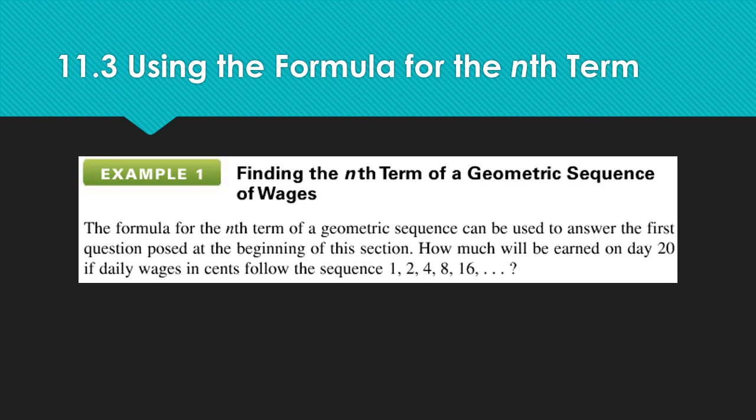So try this example. The formula can be used to answer the first question posed at the beginning of the section, which I think is in the book. We didn't actually do it on this video. But how much will be earned on day 20 if daily wages in cents follow the sequence? So the first day you get paid a penny, the second 2 pennies, the third 4 pennies, and so on. How much will you get on day 20? Pause the recording, use the formula, resume the recording to check your answer.